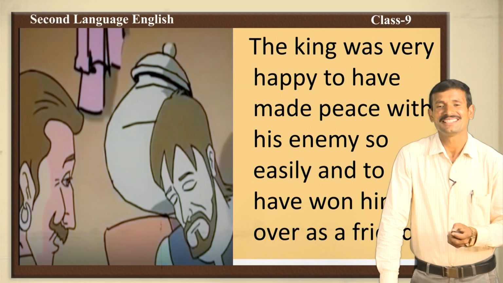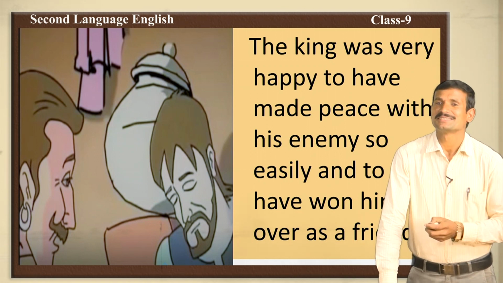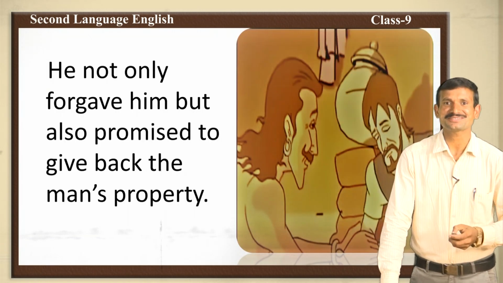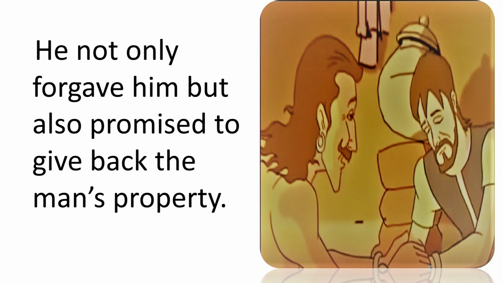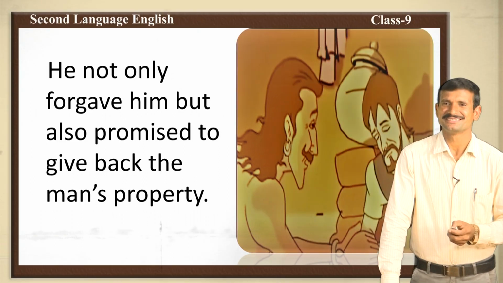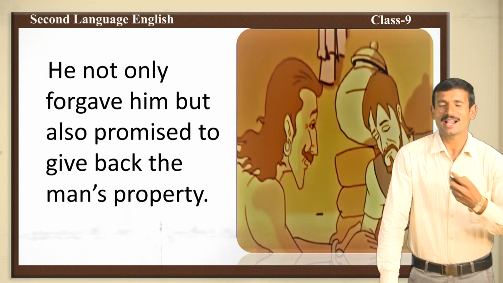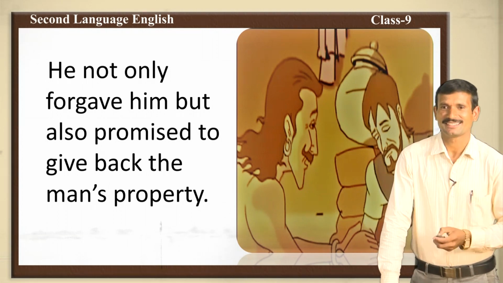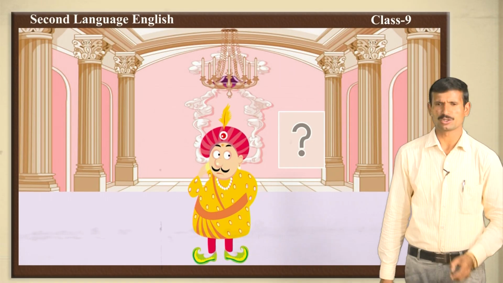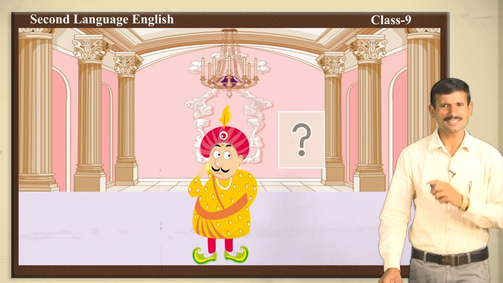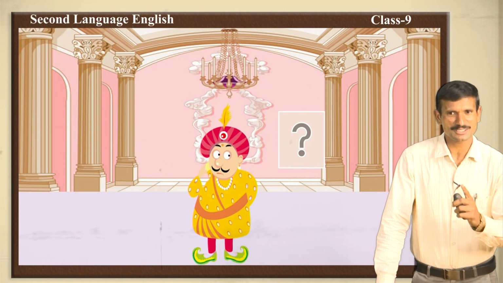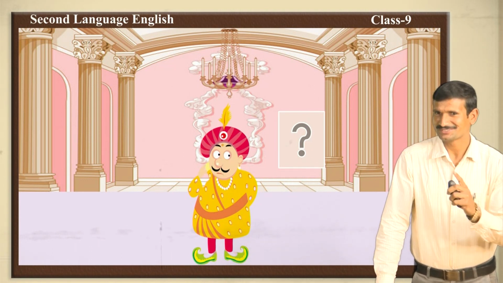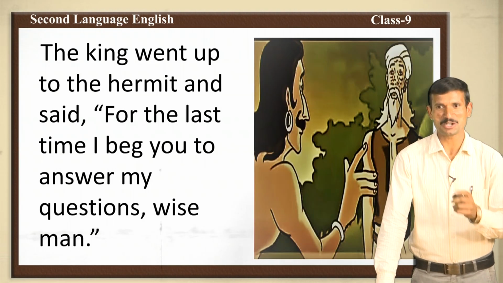Now, the king accepted his forgiveness. Not only did he forgive him, but he also promised to give back the man's property. The king became very happy. Now, he is ready to give back his property. Now, think about this. Did the king get the answer to his questions? No. Now let us check what will happen.